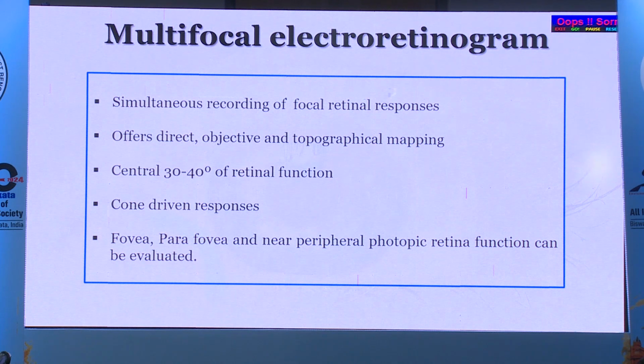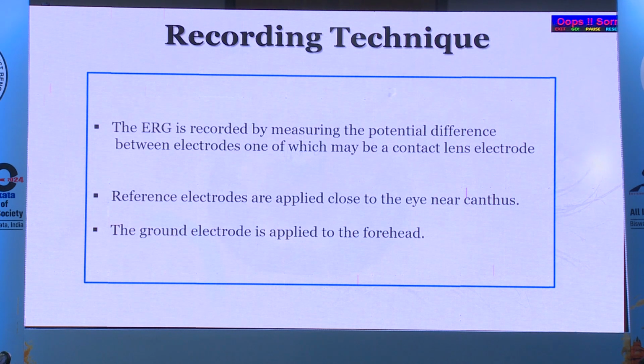The multifocal electroretinogram is a simultaneous recording of focal retinal responses. It offers direct, objective and topographical mapping. It records the central 30 to 40 degrees of retinal function. It is a cone-driven response, and fovea, parafovea, and near peripheral photopic retina function can be evaluated.